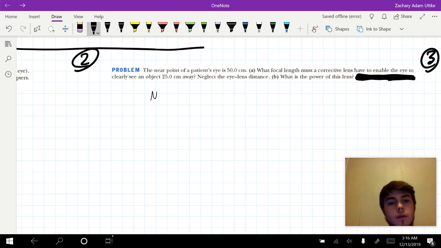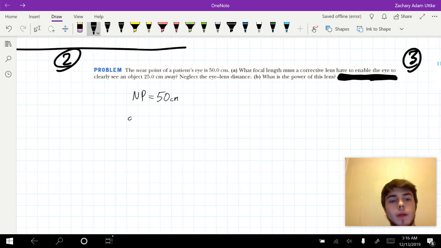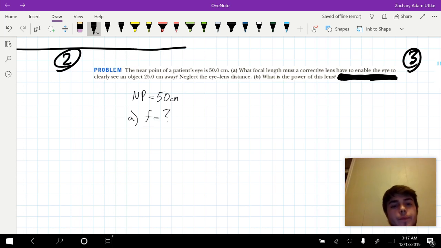The near point of a patient's eye is 50 centimeters. So if they have a near point, that means they're farsighted. They can only see far away. For A, what focal length must a corrective lens have to enable the eye to clearly see an object 25 centimeters away? So we're trying to solve for F, the focal length. We know that the object is 25 centimeters away. And for part B, we're also going to find the power in diopters.